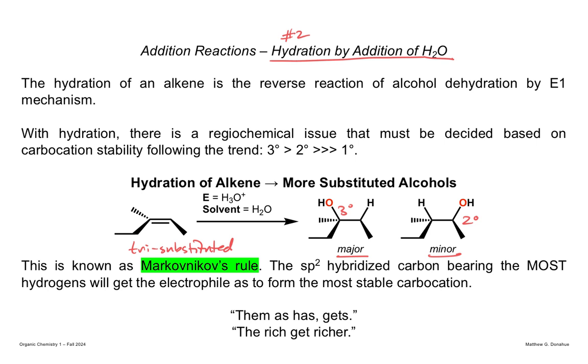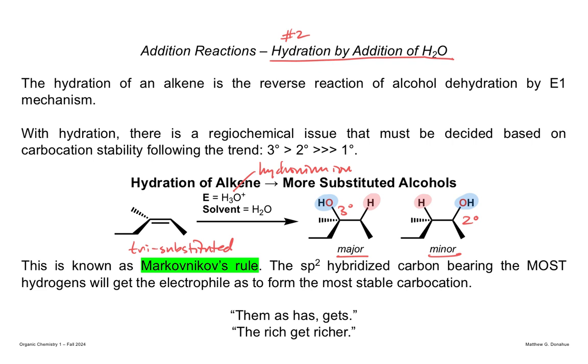So the conditions are dilute acid and water. So basically hydronium. And as I highlighted with the red and blue, that's what we mean by regiochemistry. So each carbon atom is getting something different.